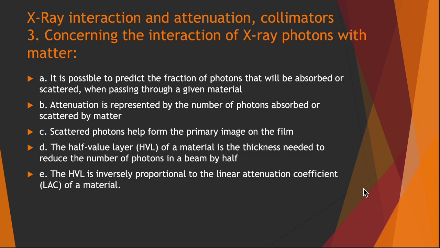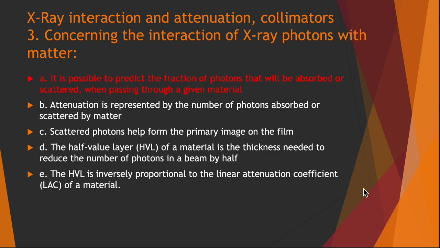Coming to the interaction of X-ray photons with matter, the first question was: it is possible to predict the fraction of photons that will be absorbed or scattered when passing through a given material. The answer is false, because X-ray absorption and scatter are non-deterministic, or stochastic, processes. So we cannot predict which photon will be absorbed or which photon will be scattered.